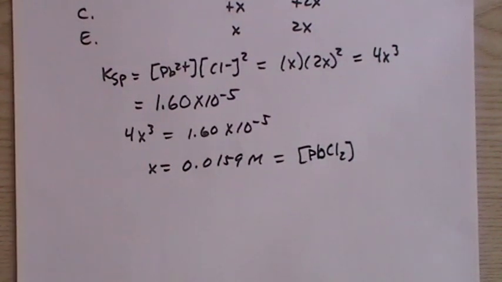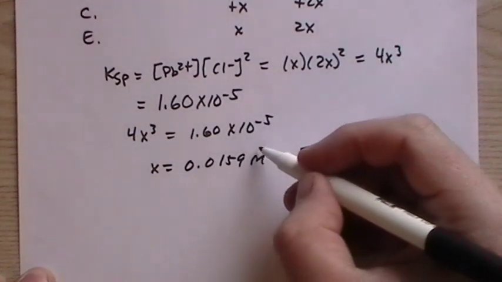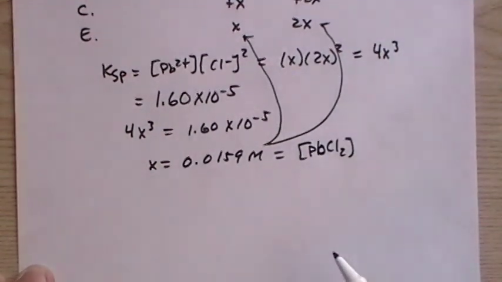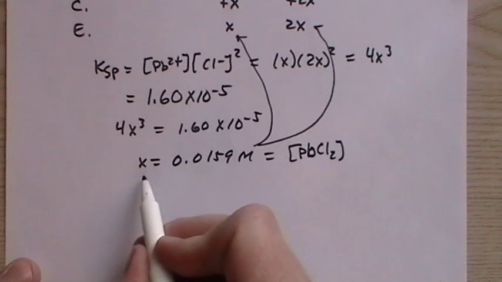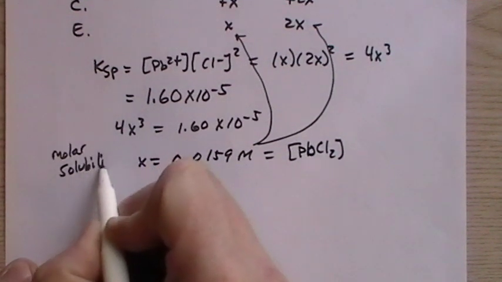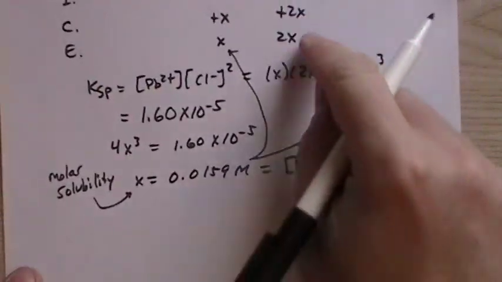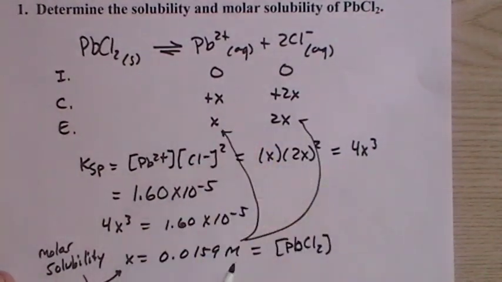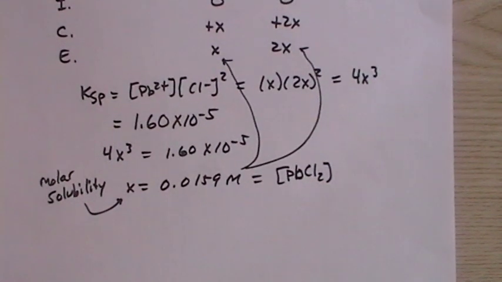But the lead chloride breaks up into ions, so that's where we get these concentrations, but that's actually not what they're asking for. They want just the solubility of lead chloride. So anytime you find X, you found the molar solubility. If they want to know the concentration of chloride, you just take X times 2. The concentration of lead would be the same as the concentration of the lead chloride. So that X will always give you molar solubility.